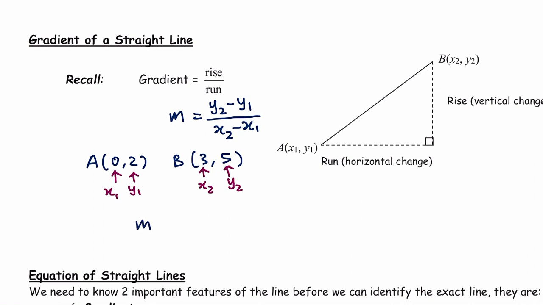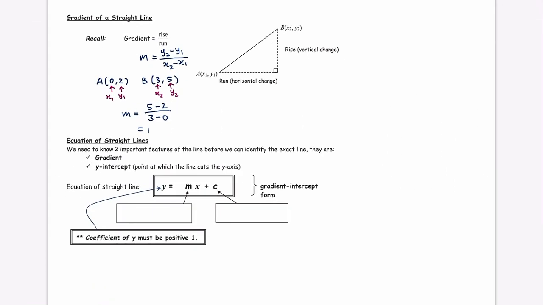All right, so m equals y2, which is 5, minus y1, which is 2, over x2, which is 3, minus x1, which is 0. So we will just have 3 over 3, which is 1. Right, so this is a very easy way for us to substitute coordinates in order to find gradients given the coordinates of 2 points. Alright, so how does this relate to the equation of a straight line?